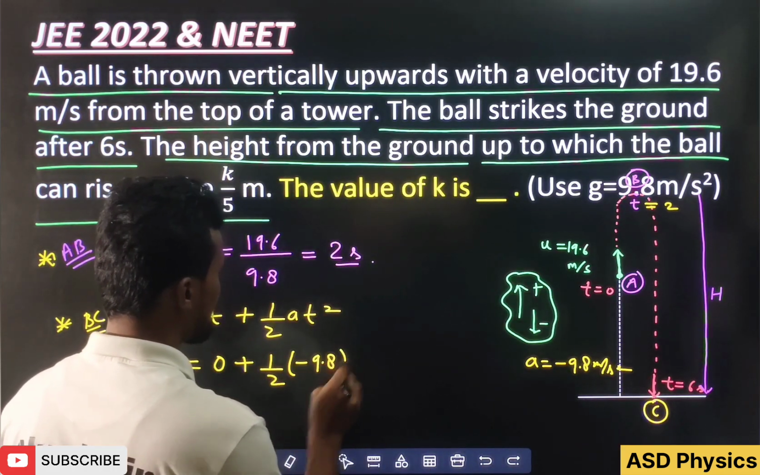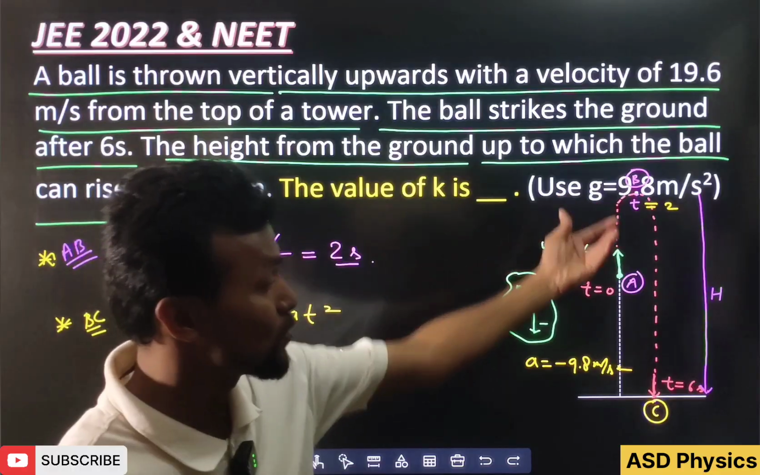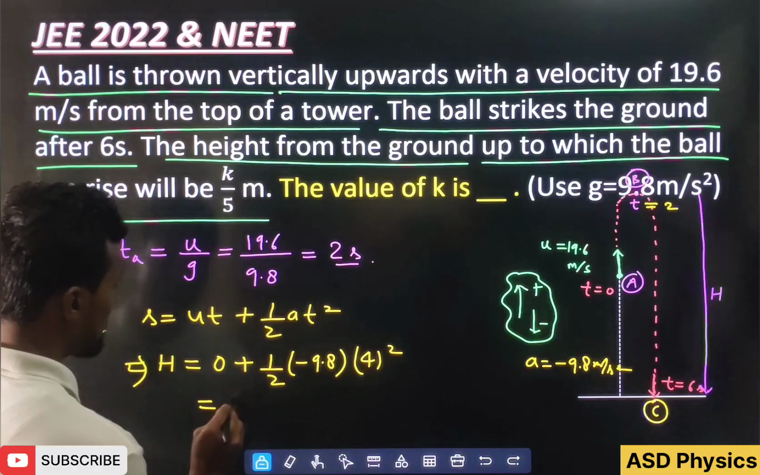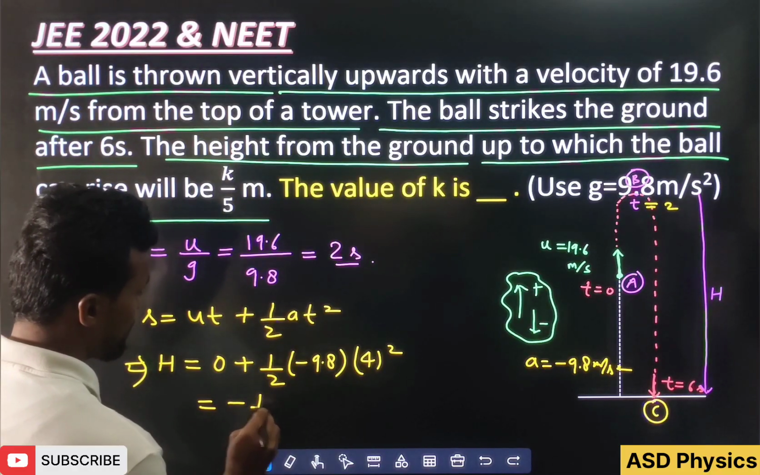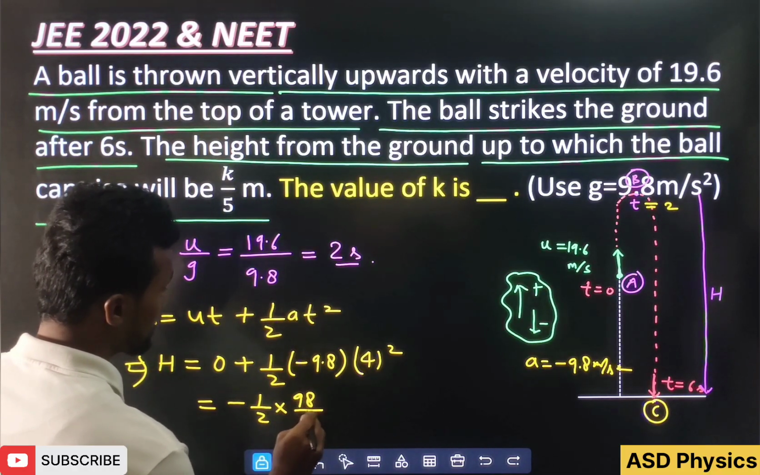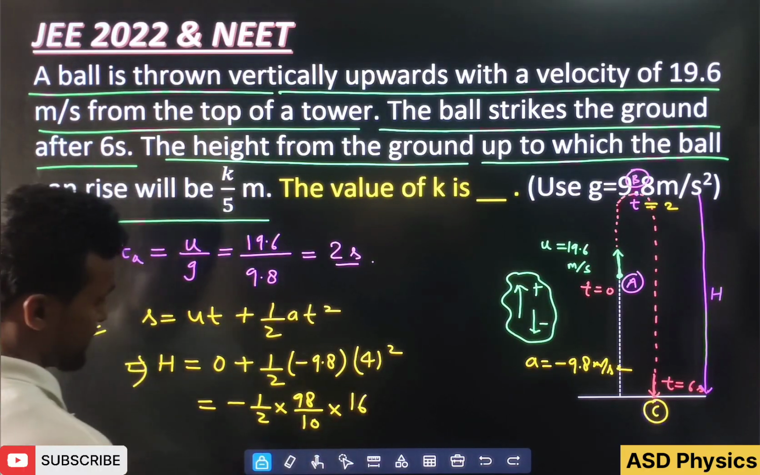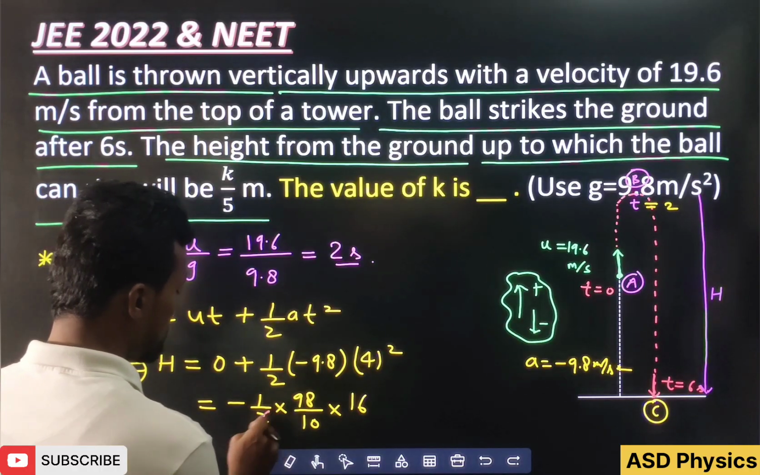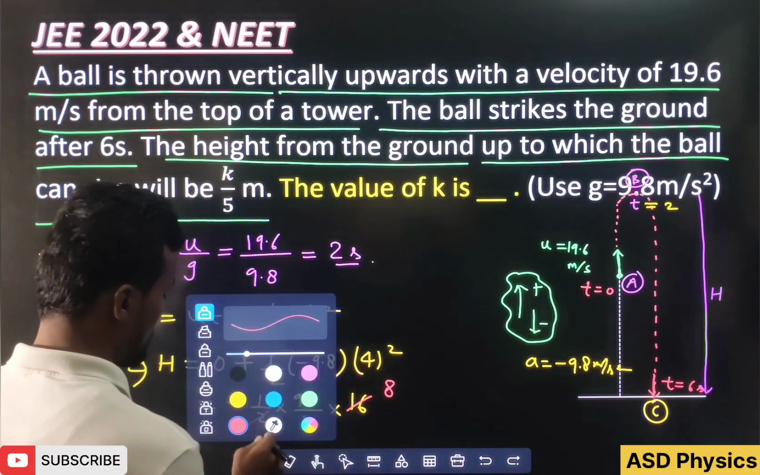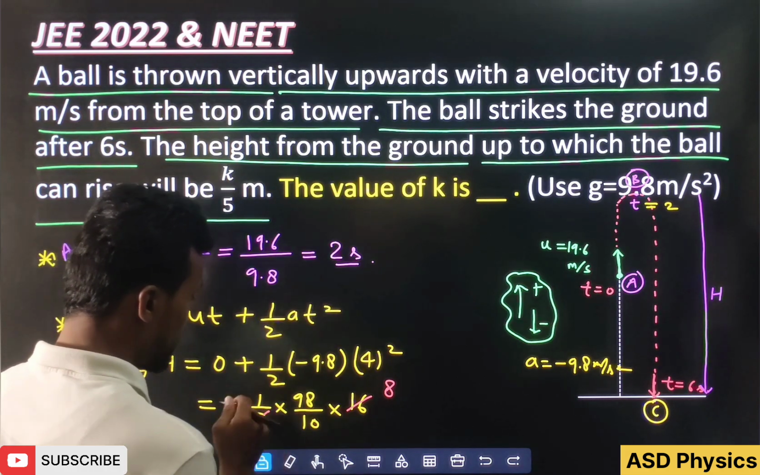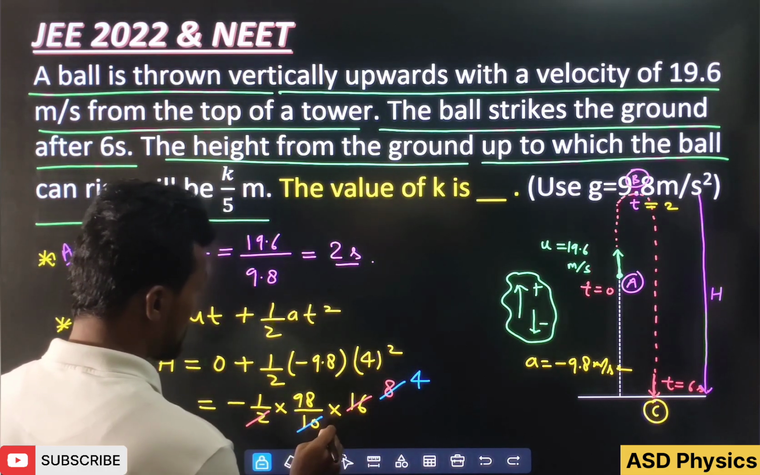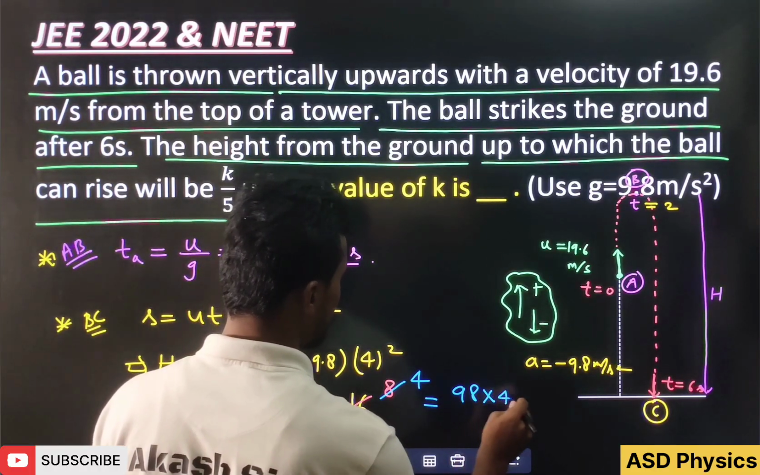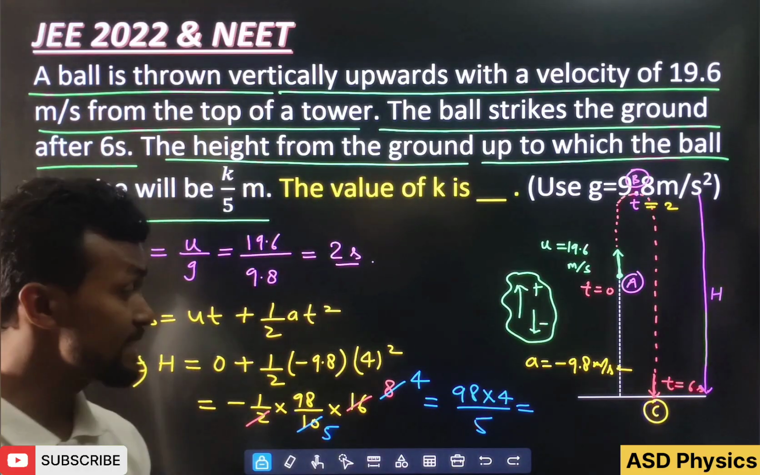So see here, minus 9.8. Time how much here? Guess: 2 to 6, that means 4 seconds. Okay, 4 square. When we simplify this, it will come as minus 1 by 2 into 98 by 10 into 16. So we can simplify this: 2 8 16, 2 8 16, correct? Then 2 4 10, 2 4 8, and 2 5 10. That means it is coming 98 into 4 by 5, 98 into 4 by 5.